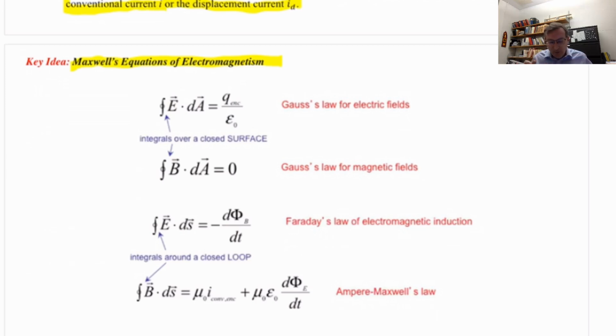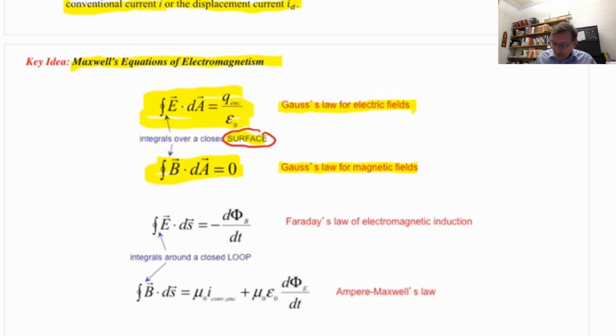But here we are. What are the four equations of electromagnetism? In no particular order. They're not in order of importance. They're all equally important. The first one we'll mention, Gauss's law for electric fields. The integral of the electric field over a closed surface equals the enclosed charge over epsilon 0. The version of Gauss's law for magnetic fields. The integral of the magnetic field over a closed surface will always equal 0.